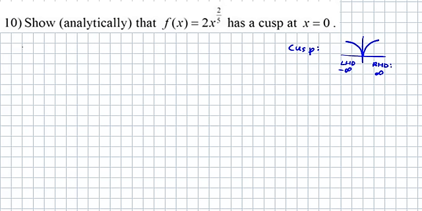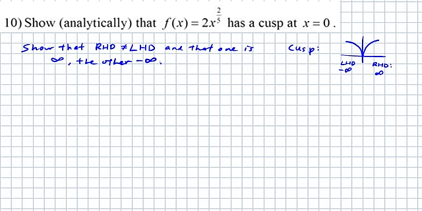I want to show that the right-hand derivative and the left-hand derivative are not the same value, and that one is infinity, the other negative infinity. Okay, so first I want to investigate the right-hand derivative.